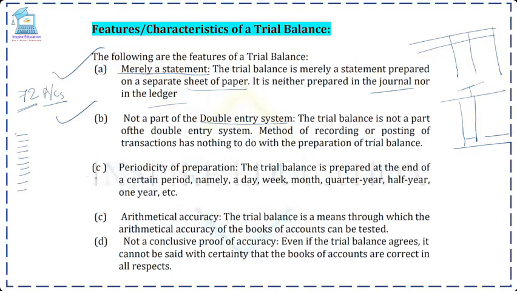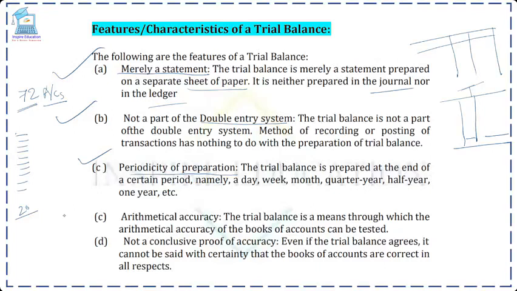Periodicity of preparation means at what interval the trial balance is prepared. There is no hard and fast rule. Suppose you have prepared 20 ledgers today. If you want to check the accuracy, you can prepare a trial balance for those 20 today itself, and tomorrow you can prepare again. After one month, if you feel there may be some mistakes, or if you have any doubt, or you just want to confirm whether things are correct or not, you can prepare a trial balance at the end of the month also. There is no hard and fast rule.